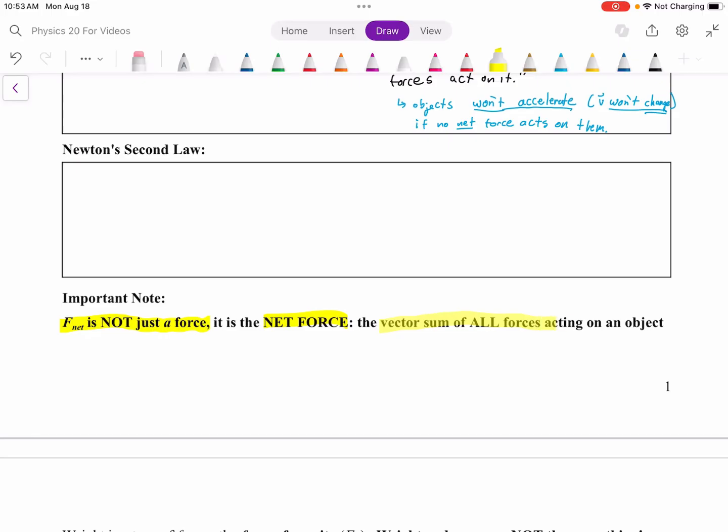It's the vector sum of all the forces acting on an object. So in the previous unit, we called it the resultant. It's actually the same thing. It's just we use the terminology net force more when we're talking about forces. Honestly, don't ask me why. I guess it's just habit that we call it the net force instead of F resultant. Whoops, I spelt resultant wrong.